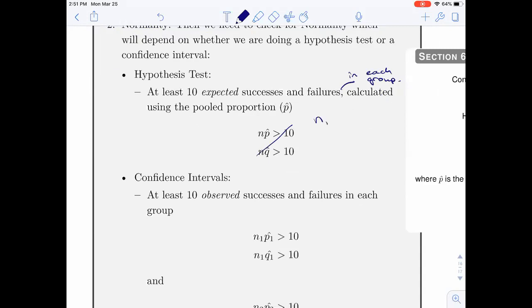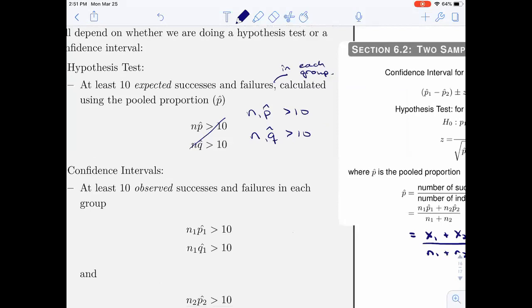N1 times p hat has to be greater than 10. And N1 times q hat has to be greater than 10. But also N2 times p hat has to be greater than 10. And N2 times q hat has to be greater than 10. Otherwise, I don't know where you would find that singular N.